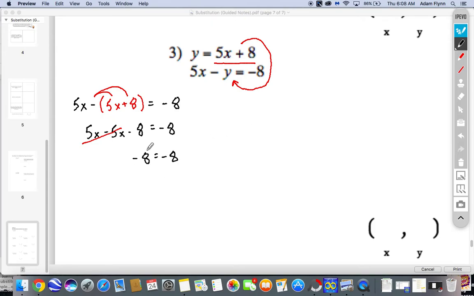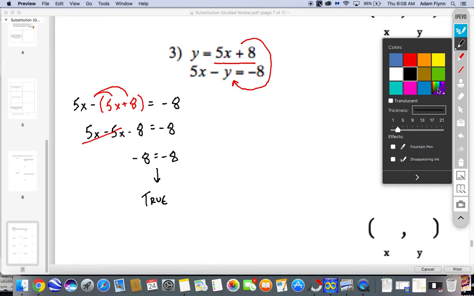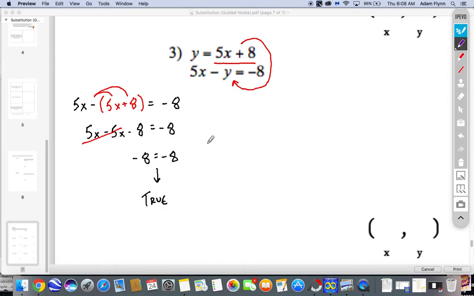So first off, let's take a look at this. Does negative 8 equal negative 8? Does that make sense? And of course, negative 8 and negative 8 are the same numbers, so this is true. So because this is true, our final statement here is true and we've run out of variables, or canceled out all our variables, we're not going to have a coordinate as our solution. Our solution is going to be infinitely many solutions.